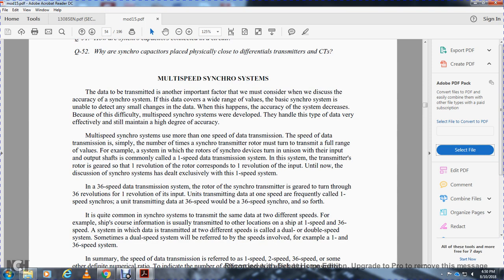Multi-speed synchro systems use more than one speed for the data transmitted. The speed of the data transmission is simply the number of cycles per line of the synchro transmitter.